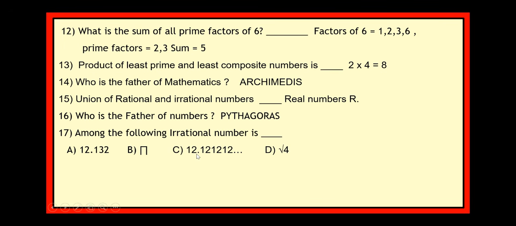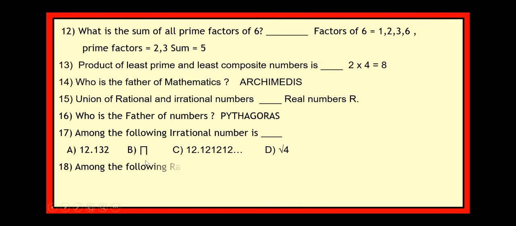Now look at option C, 12.121212 and so on. It is a non-terminating repeating decimal, therefore it is a rational number. And square root of 4 is equal to plus or minus 2, again it is a rational number. Except pi, all the remaining 3 options are rational numbers, and of course we know that pi is an irrational number. Here the answer is pi.